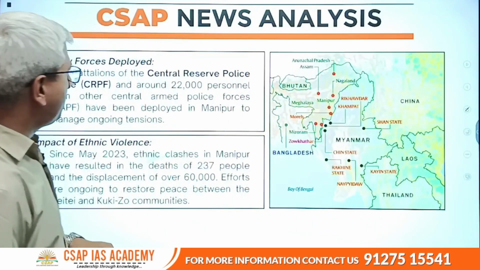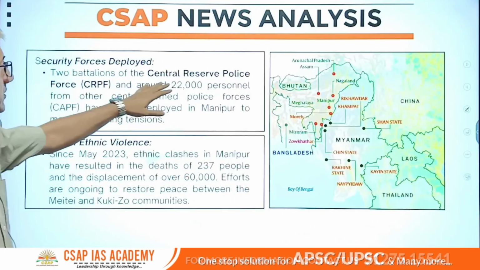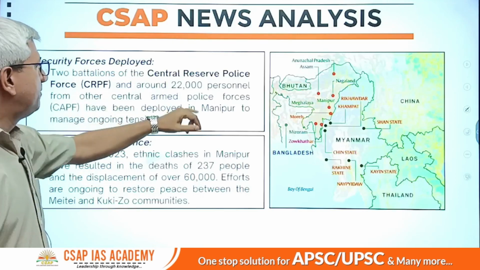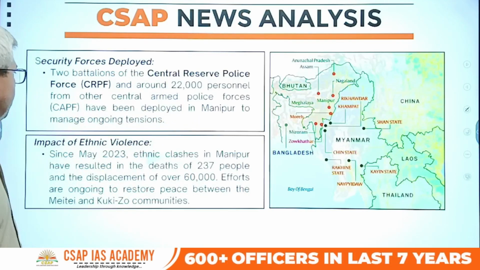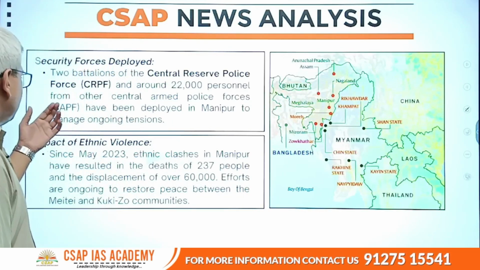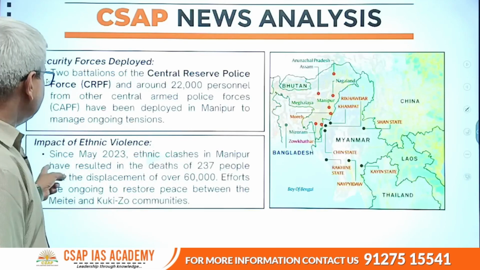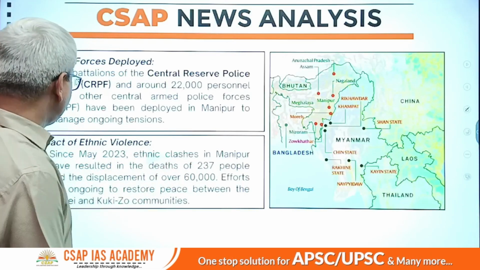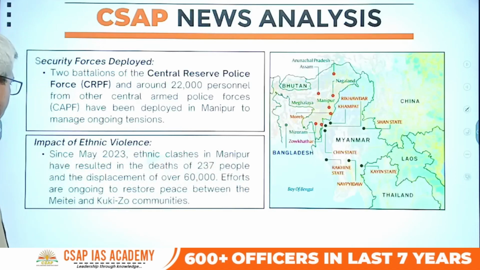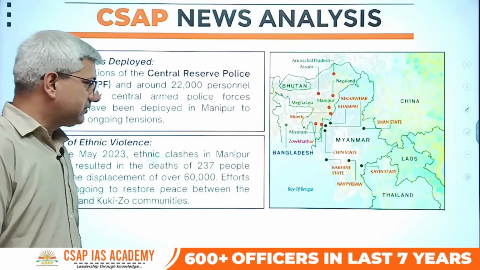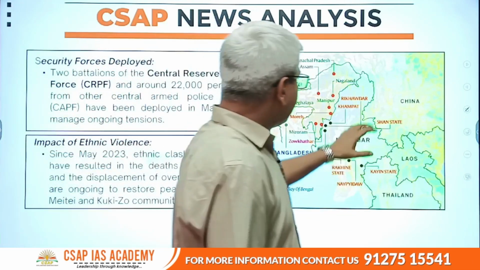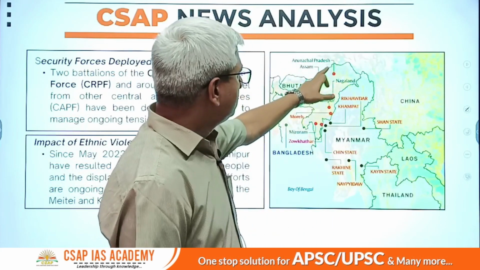Security forces deployment: 2 battalions of CRPF and around 22,000 personnel from the other Central Armed Police Forces have been deployed in Manipur to manage the ongoing tension. Some tension has come up again in Manipur, so we are taking some precautions. Since May 23, ethnic clashes in Manipur, as we see in the news, have resulted in the death of 237 people and the displacement of over 60,000 people. The official figures are lower, practically many more people are affected. This is the area where the border goes.